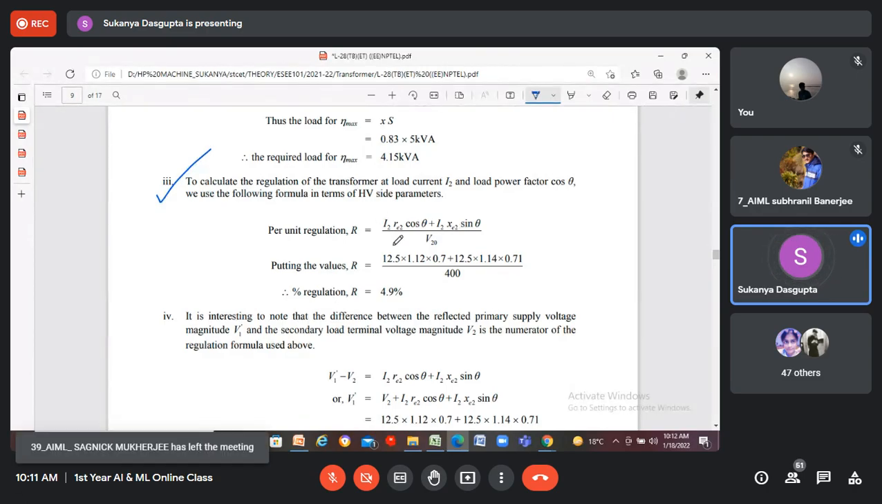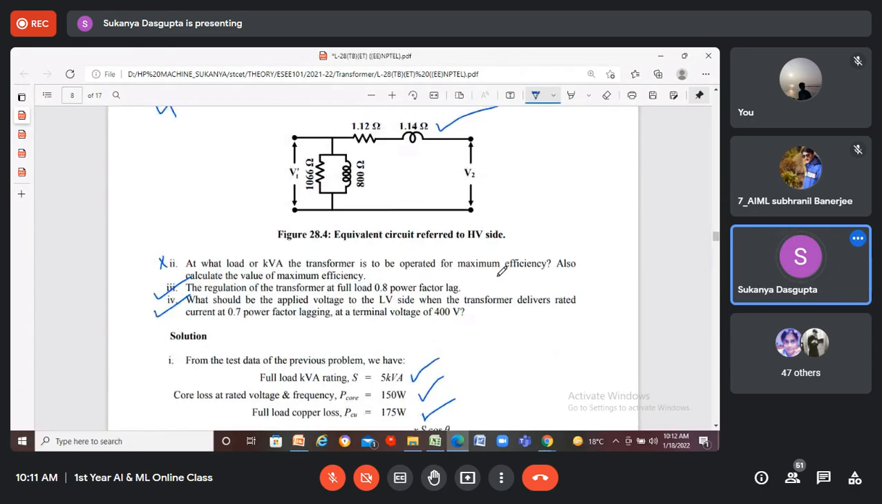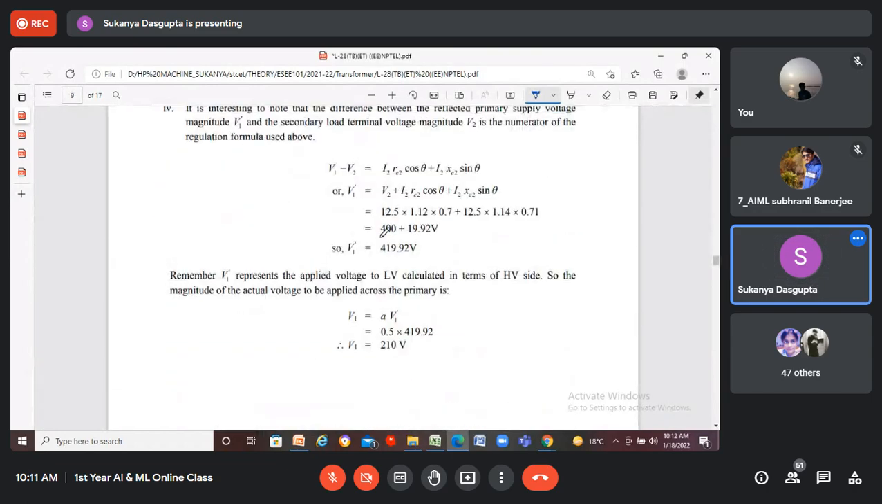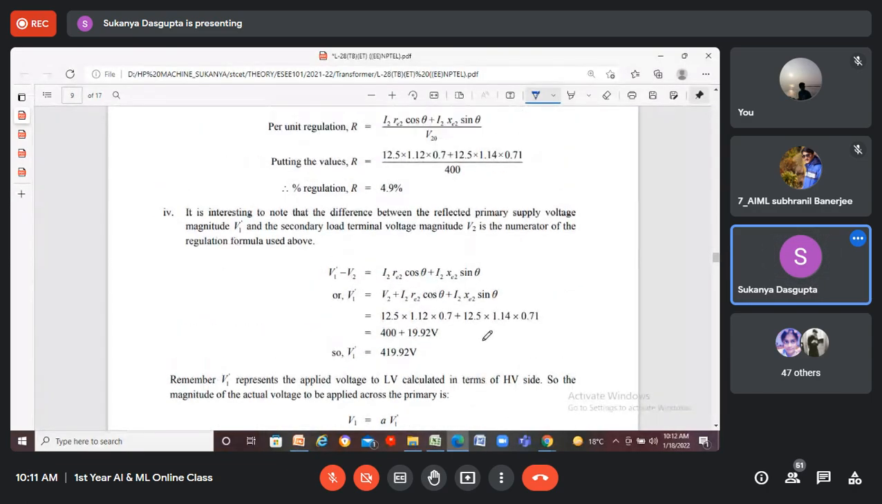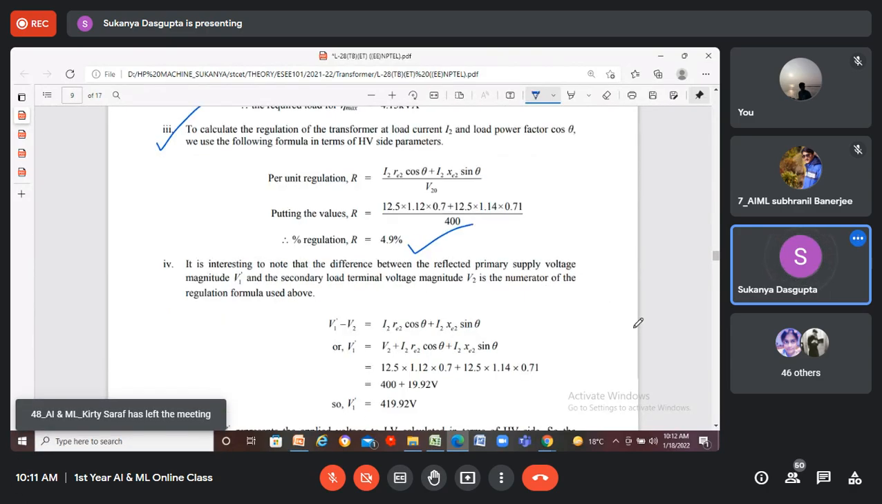Okay. I2, the secondary current, is 12.5, Re2 is 1.12, Xe2 is 1.14. These two are given in the equivalent circuit drawing. Right? So it's just 4.9%. Calculate it. It is 4.9%. Okay.